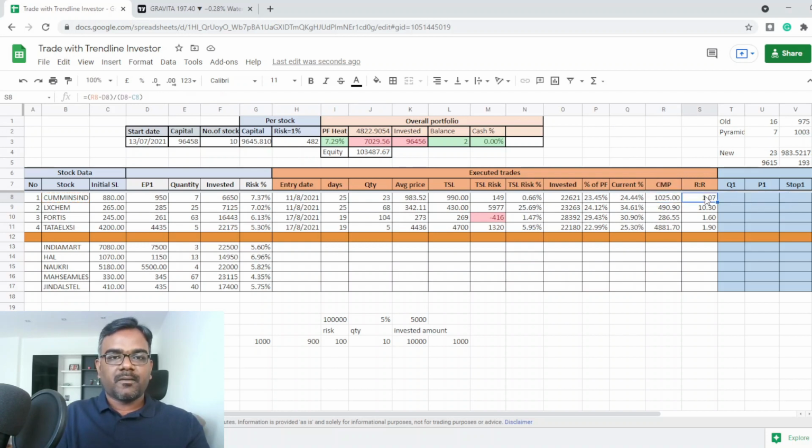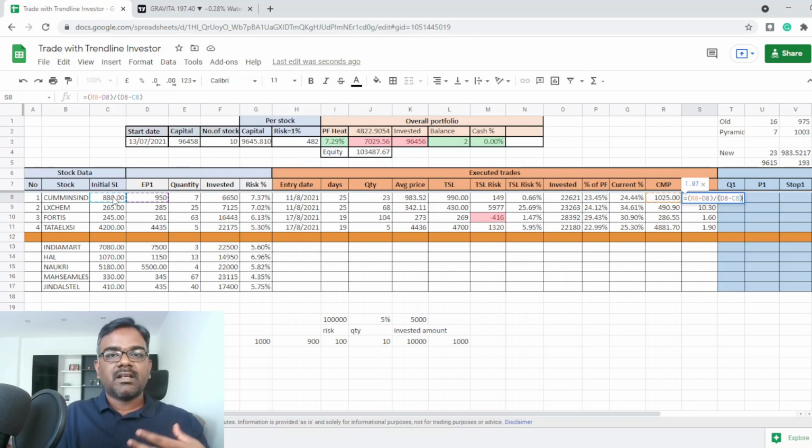And then you calculate RR. RR is nothing but R8 minus D8. R8 is the current market price, minus D8, your initial entry price. So that is the amount, the current reward. So you entered at 950, today is 1025. What is that difference? Divided by D8 minus C8. D8 is here, entry price, minus C8. So what is the initial risk that you deployed and what is the current profit that you have?